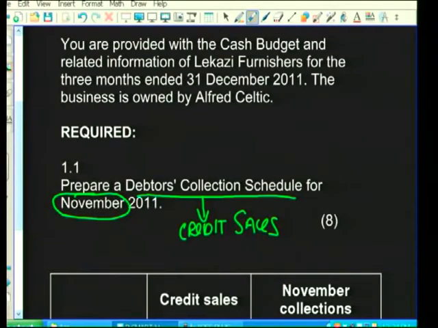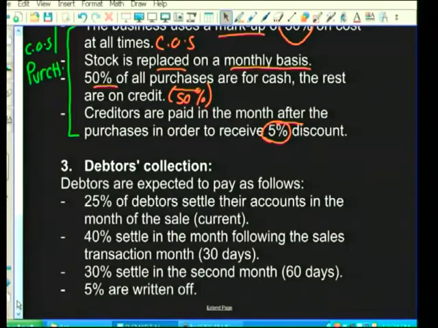Okay. Right, now talking about credit sales, guys, it's just hit me that I probably skipped a bit of information on the next page. So what I'm going to do is, instead of completing this debtors collection schedule, or before completing this, let's just quickly go to that information that I skipped. Debtors collection. And remember, we're going to need this bit of information to complete that debtors collection schedule.